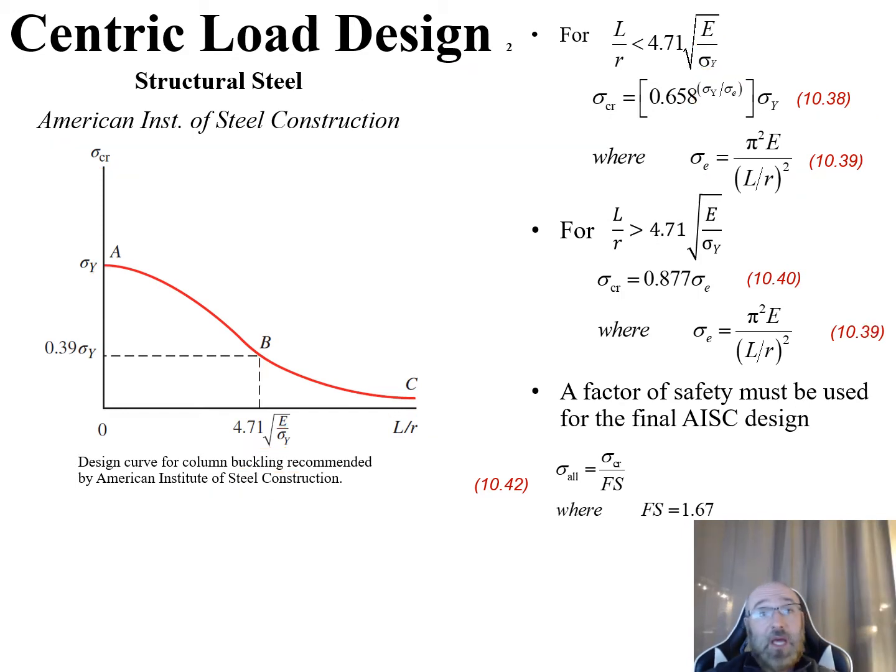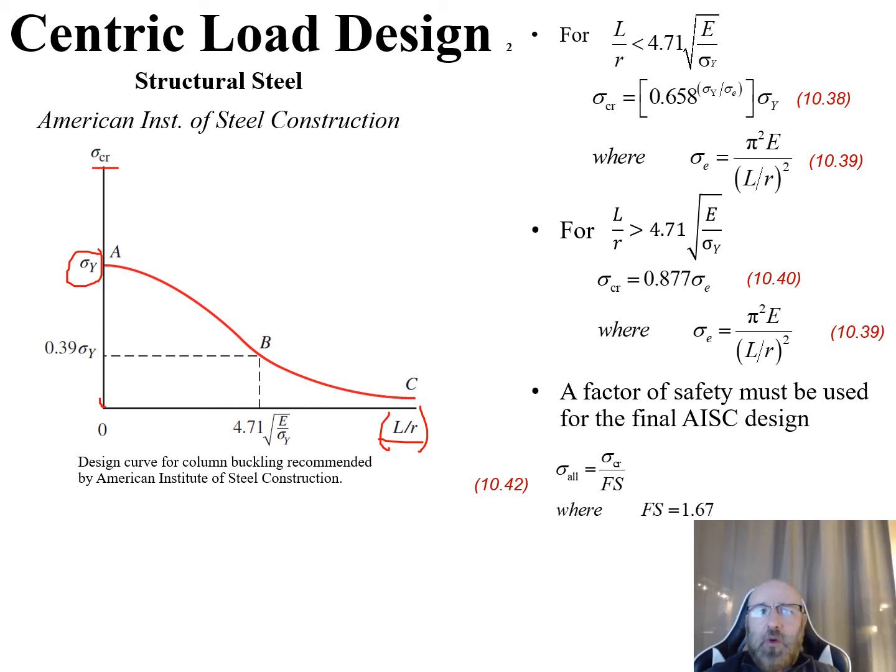Now, what if we have the case where our slenderness ratio, or L over R, is equal to 0? Well, that's going to put us right here at our origin. And this is going to be right on our y-axis. In that case here, we can see that our sigma sub CR is going to be equal to our sigma sub Y. So our critical stress is equal to our yield strength for the case where our slenderness ratio, L over R, is equal to 0.